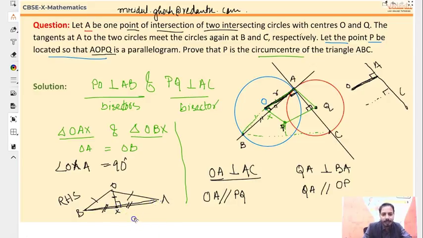That means PO has bisected this chord AB and is also perpendicular to AB. So PO is the perpendicular bisector of AB. Similarly, we can prove that PQ is the perpendicular bisector of AC. If this is the perpendicular bisector of these two sides, then definitely the third side's perpendicular bisector will also pass through this point. So I can say this is the circumcenter of the triangle. In this way we can solve this.